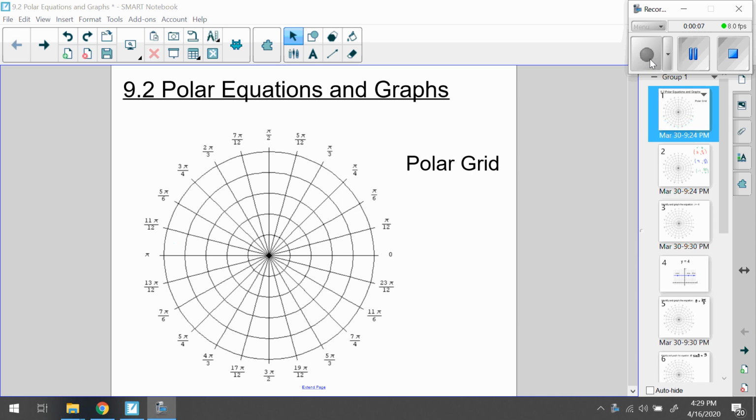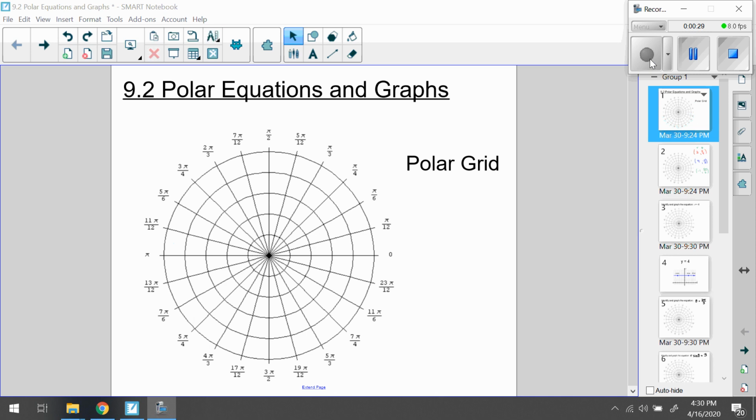We're going to look at section 9.2 and look at how to graph polar equations. So we just came off of lesson 9.1 where we were converting rectangular equations into polar equations. Now that we know how to do that, you're going to continue using that skill. And then after you've converted it, we're going to see what that looks like on a graph.